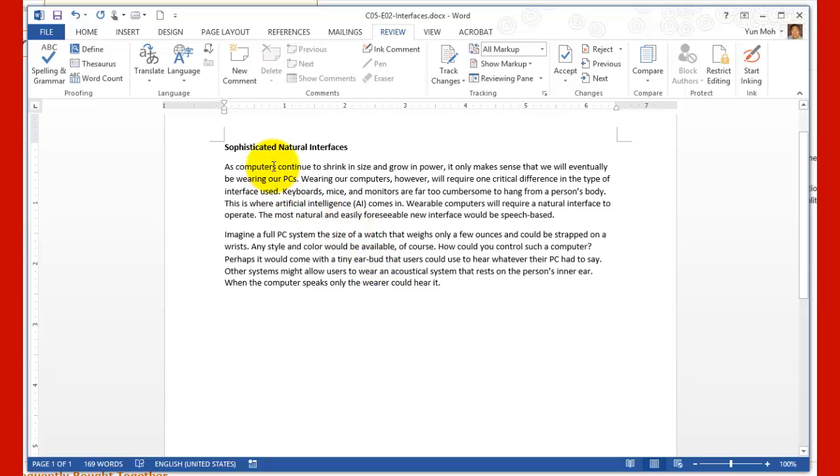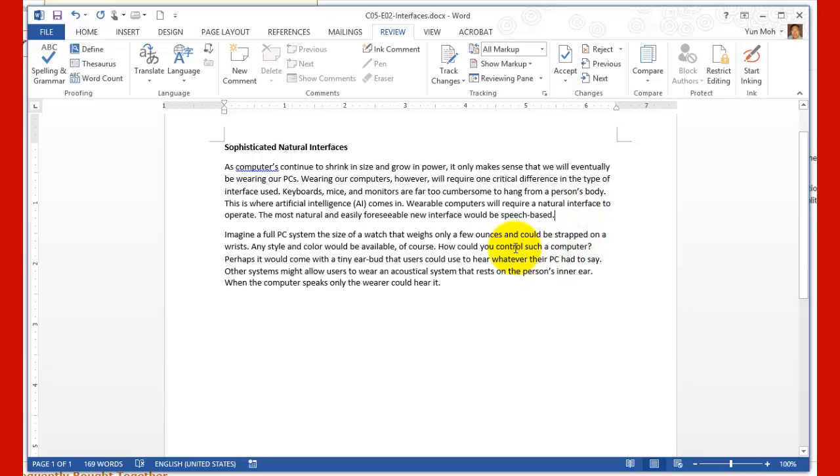Let's see. As computers, apostrophe, and then let me try to make up errors here. No, that was not a clear error. How about systems? Would that be considered an error? No. See, that is a problem. So where was the error?